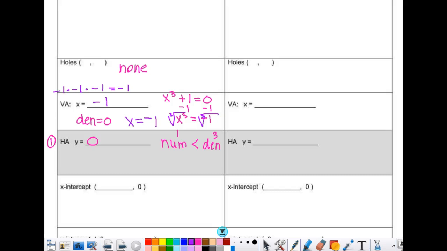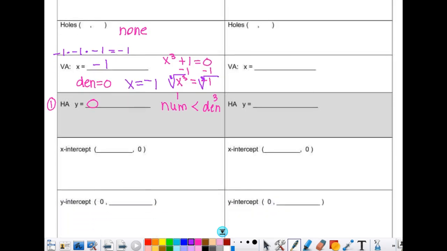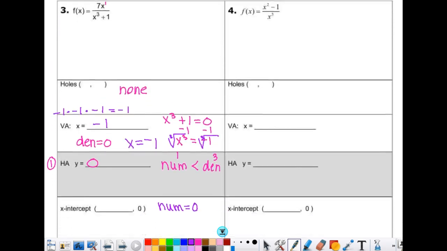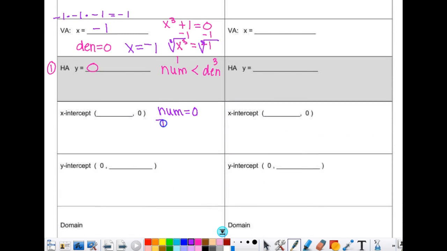Now, let's do x-intercept. How do you find the x-intercept? The numerator equals 0. The vertical asymptote, the denominator equals 0. The x-intercept, the numerator equals 0. So what's in our numerator? 7x, right? So you say 7x equals 0. Divide by 7, so x equals 0.